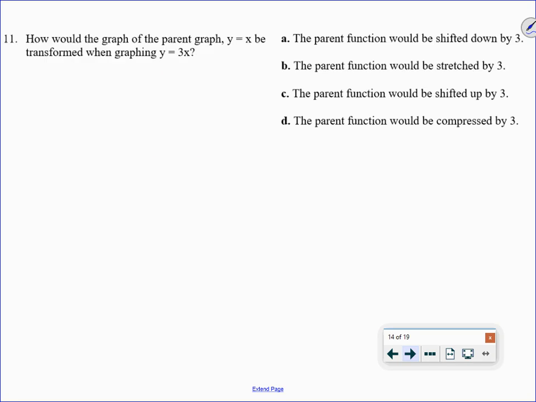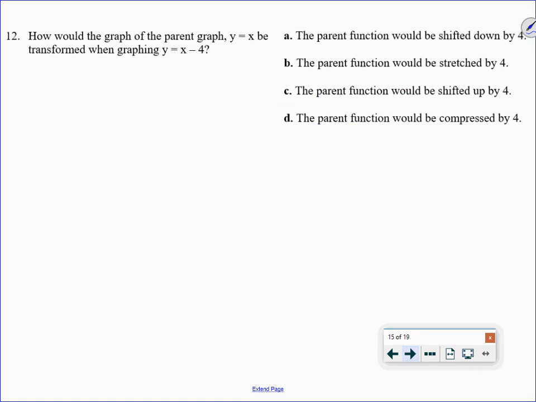All right. Number 11. How would the parent graph y equals x be transformed by graphing the new equation? So we change the slope, and changing the slope either stretches it or compresses it. When we increase the slope, we compress. When you decrease the slope, you stretch. When you add or subtract to the end, that's the shift up or down.